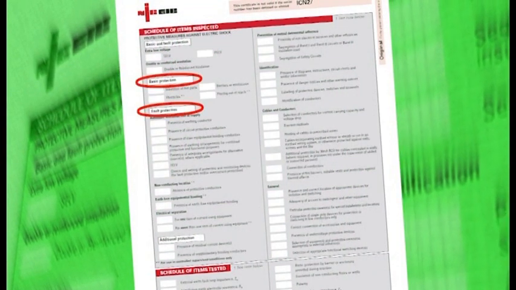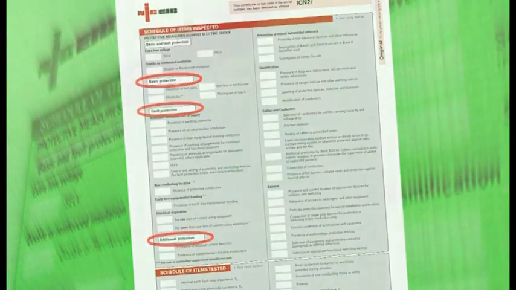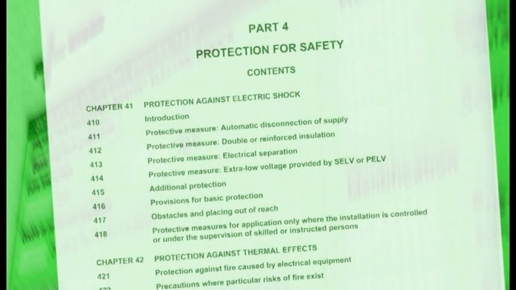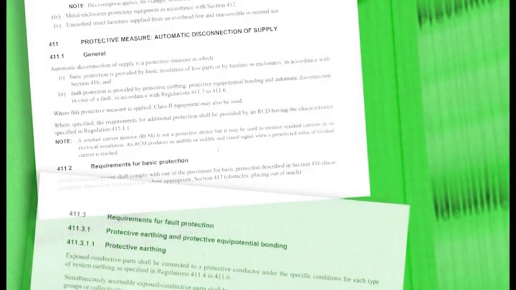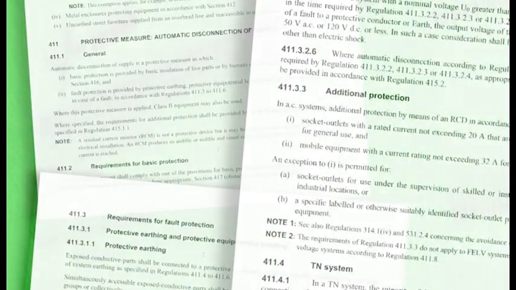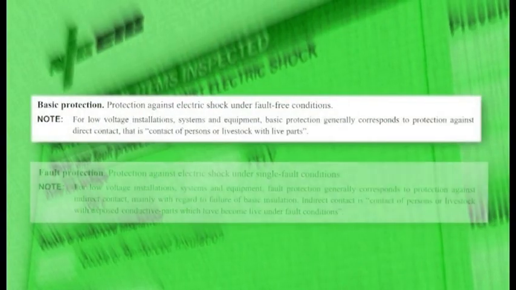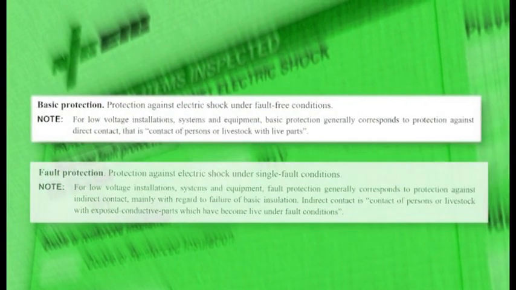Under Protective Measures Against Electric Shock, there are several subcategories, including Basic Protection, Fault Protection and Additional Protection. These are terms used primarily in Chapter 4.1 of the regs, Protection Against Electric Shock. Chapter 4.1 outlines 4 protective measures generally permitted to provide protection against electric shock. It is within these protective measures that we can see reference to requirements for basic protection, fault protection and additional protection. The terms basic protection and fault protection are defined in Part 2 of the regs.